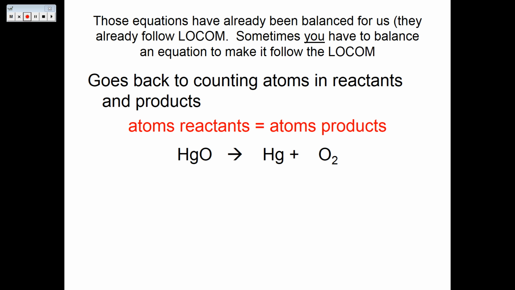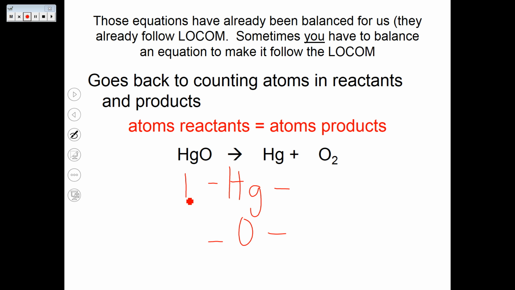In the previous problems, the coefficients were provided for you. Now you have to figure out how to put the coefficients in yourself. And you have to remember the atoms of the reactants have to equal the atoms of the products. So here we have HgO yields Hg plus O2. What I like to do is write out my elements that I have, Hg and O, put them in the center and then draw lines there. I like to count the atoms before I put my coefficients in so I know where I need to put coefficients.